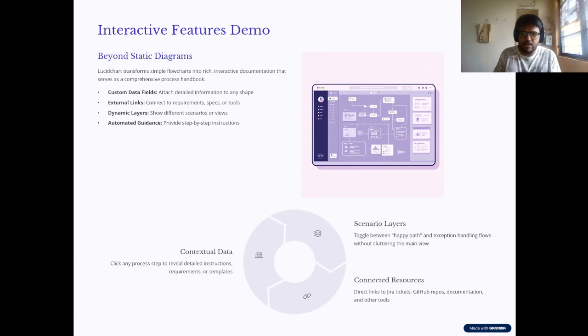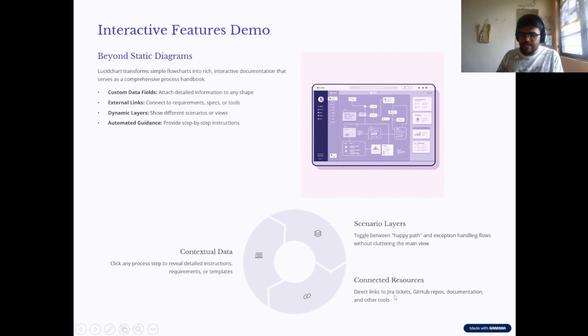Now here we have custom data fields. Obviously, you can attach detailed information of any type. External links connect to requirements, specs, or tools. Dynamic layers show different scenarios of use. Automatic guidance provides step-by-step instructions. So you could say it represents three things. Scenario layer: toggle between happy path and exception handling flows without cluttering the main view.